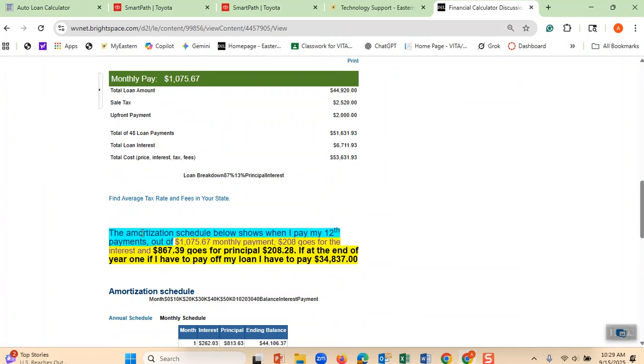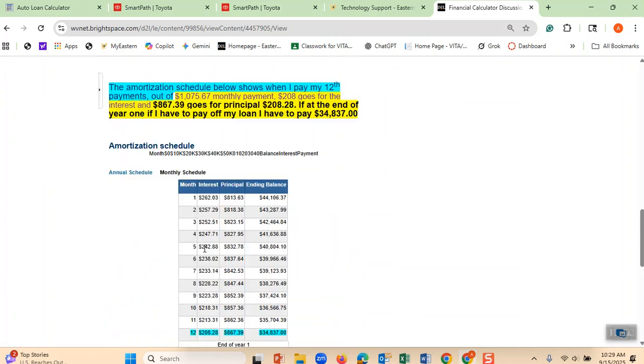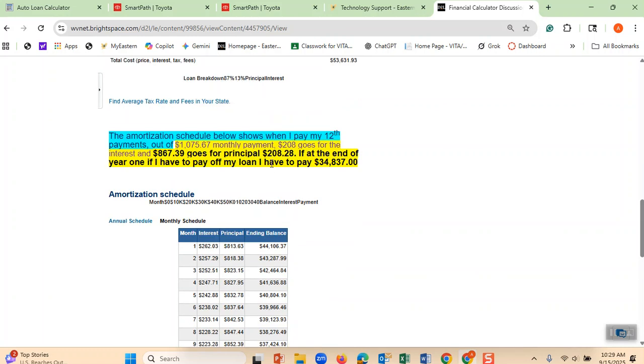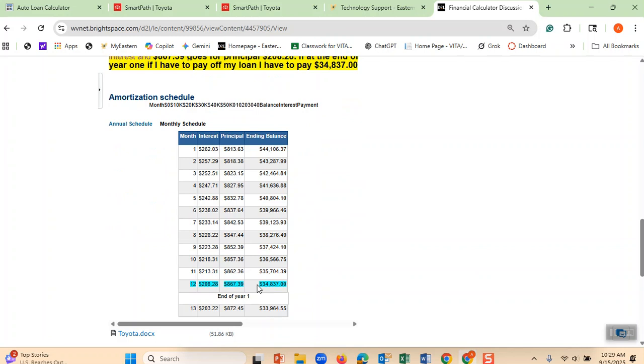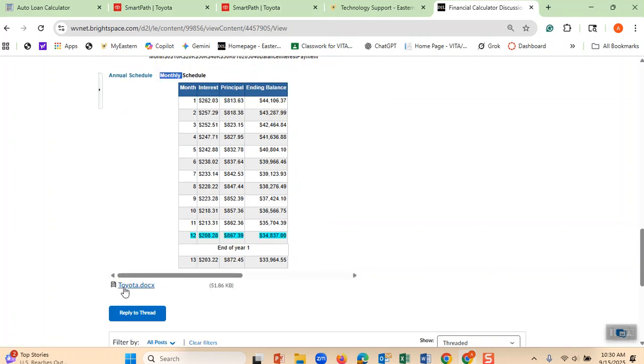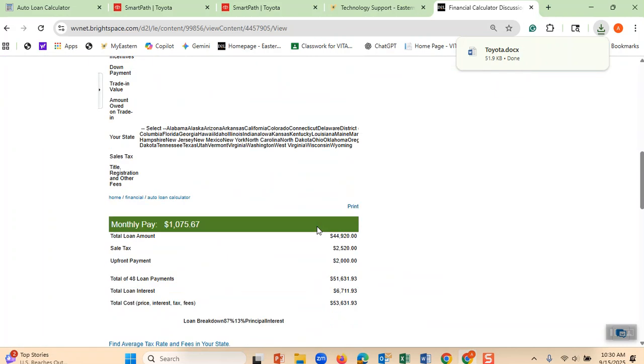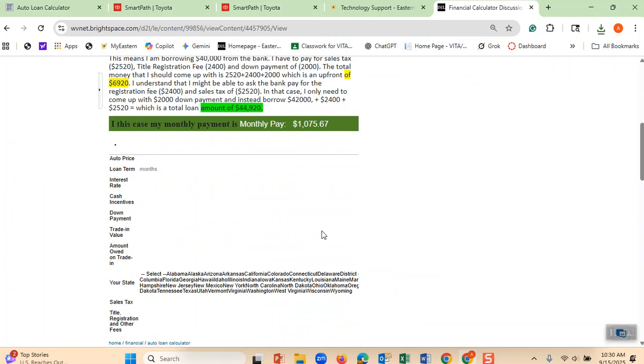And then I added something for amortization. I said, after 12 months, if I want to pay off, imagine you suddenly inherit a lot of money from your great-grandfather, and you decide to go and pay off your car. You say that after 12 months, if you want to pay off your loan, this is the amount that I have to pay. It came from the amortization monthly schedule, not annual, monthly. And then I attached the Word document in here. If I click there, you will see that this is a Word document that I highlighted and the students can see. I want you to go ahead and do this exercise.